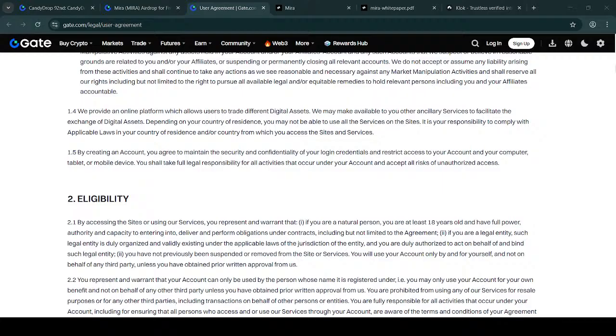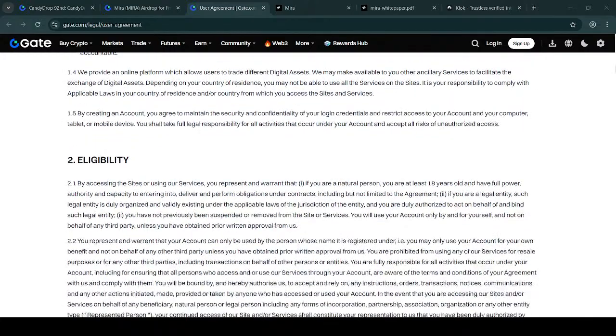So by creating an account, you agree to maintain the security and confidentiality of your login credentials and restrict access to your account and to your computer, tablet, and mobile device. You shall take full legal responsibility for activities that occur under your account and accept all risks and unauthorized access, guys.